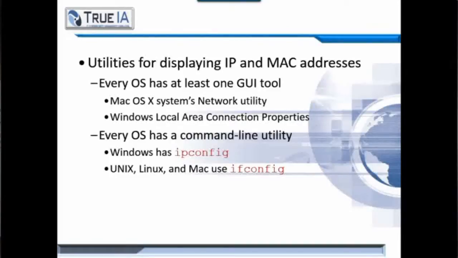There are several different utilities that you can use for displaying the IP and MAC addresses. Every OS has at least one GUI tool. For instance, on Mac OS, you'll use the Network Utility tool. As well, every operating system has a command line utility. For Windows, it would be ipconfig. For Unix, Linux, and Mac, it would be ifconfig.